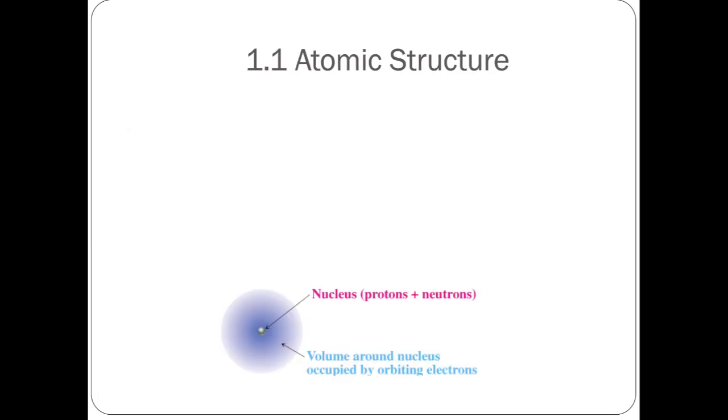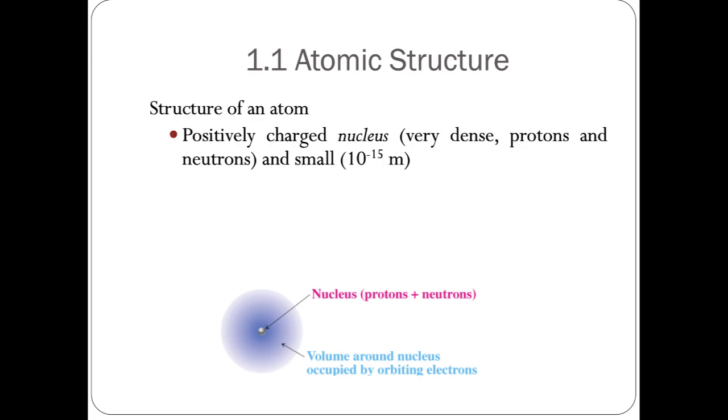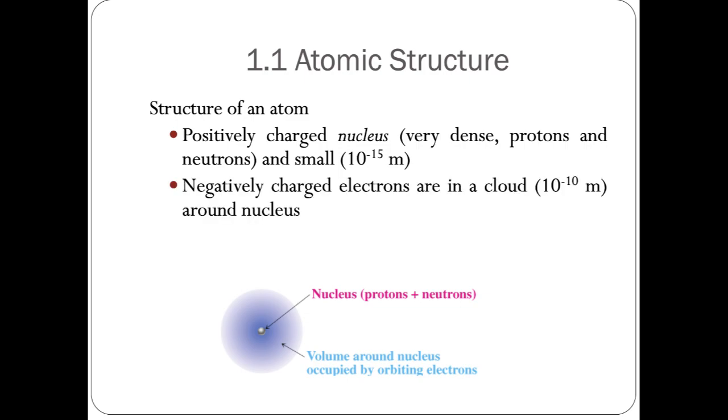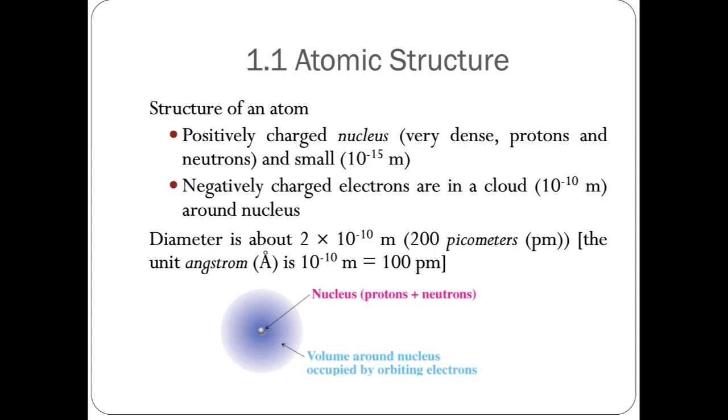What is the atomic structure? You can see here the structure of an atom. A positively charged nucleus, very dense, containing protons and neutrons, and small, 10^-15 meter. Negatively charged electrons are in a cloud, 10^-10 meter, around the nucleus. Diameter is about 2 times 10^-10 meter.